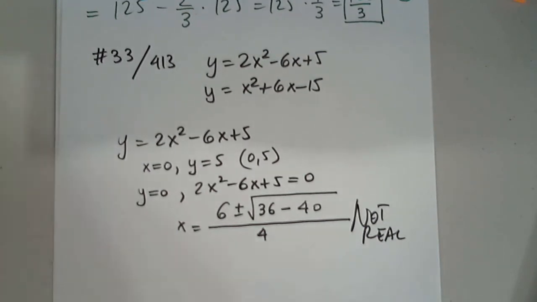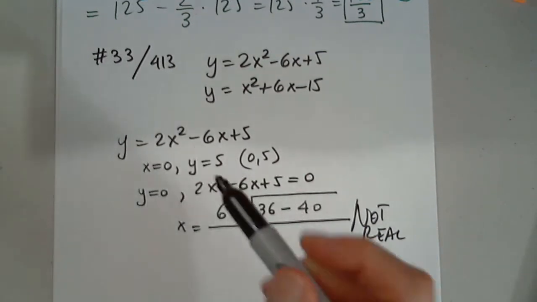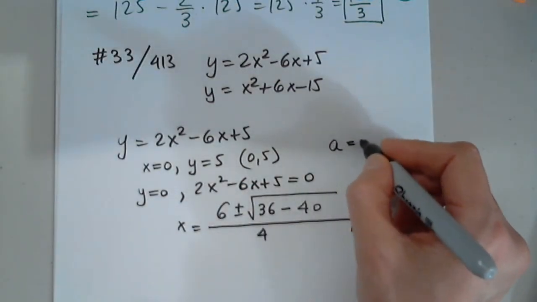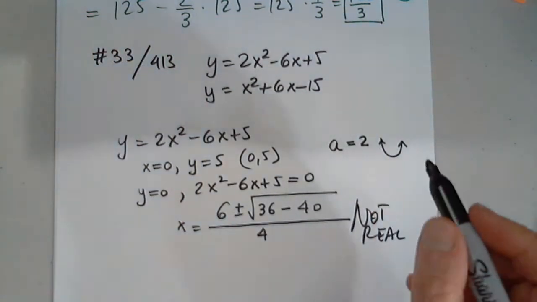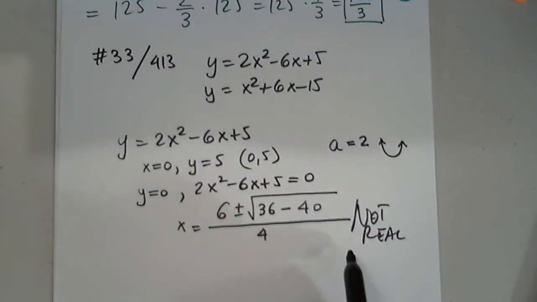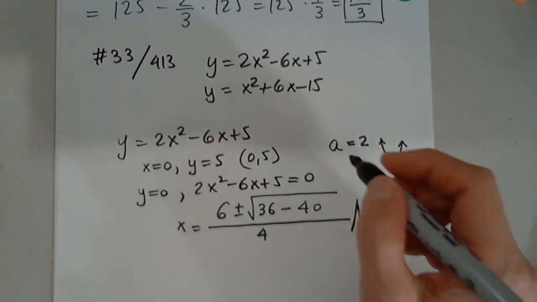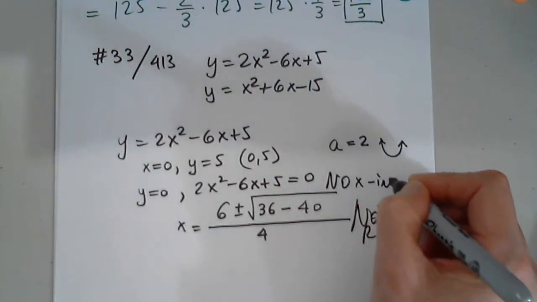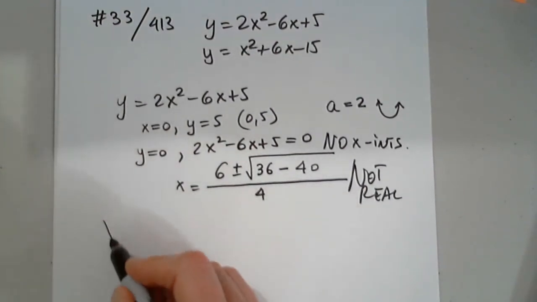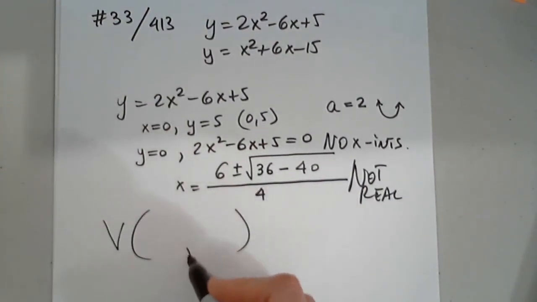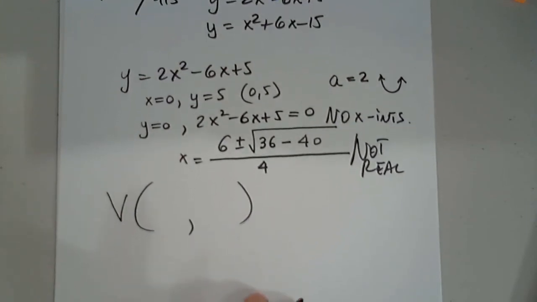Which means the quadratic function, because it has a leading coefficient which is 2, will have a minimum, and it will not cross the x-axis. There are no x-intercepts. Not a real number. But I have to find the vertex. We graphed these functions a long time ago.